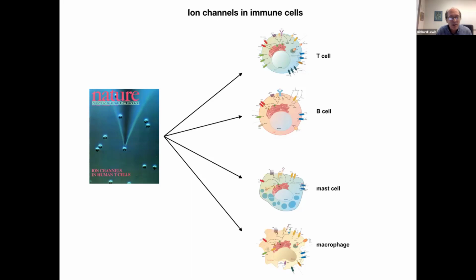And this patch clamp technique made it possible to record and identify currents through ion channels in cells that were previously too small to study with sharp microelectrodes. And this applies to the cells in the immune system for sure. And their exciting results clearly showed the presence of voltage-gated potassium channels in human T cells. And they went on to show that these were essential for T cell mitogenesis. And at that point, the game was on.